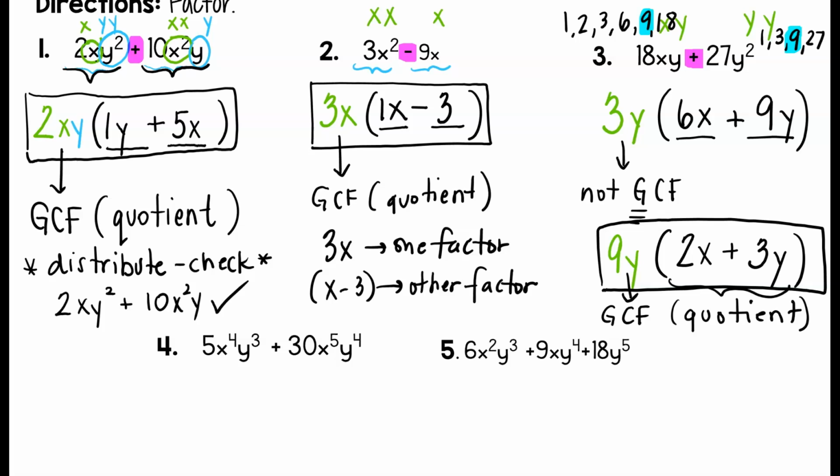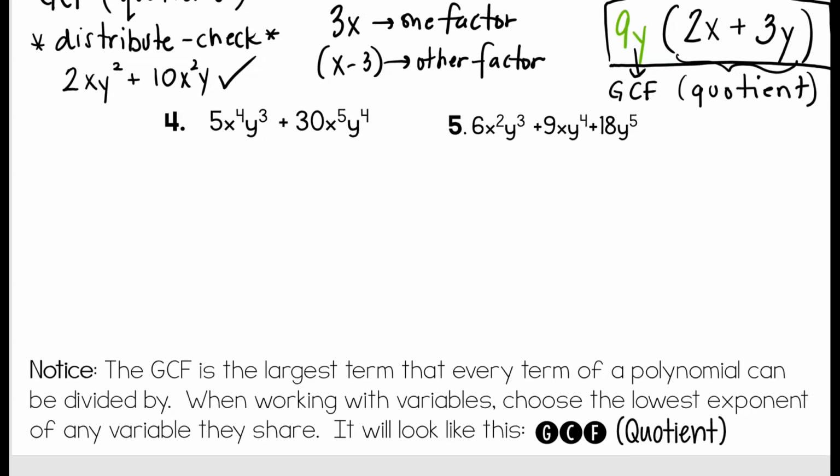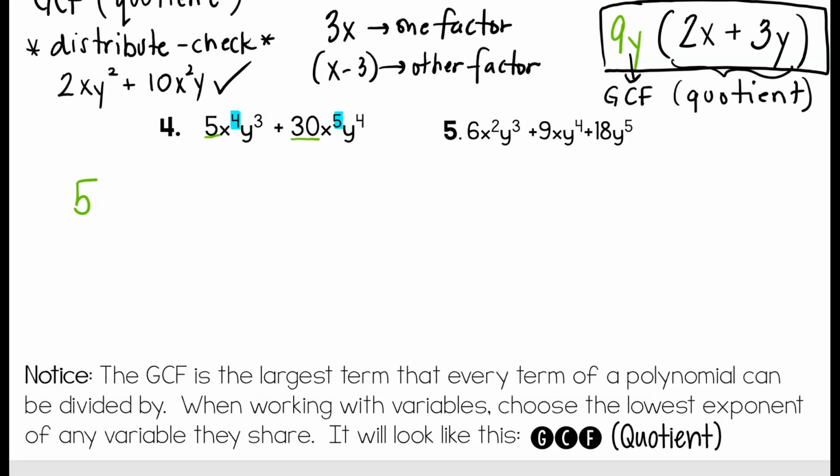2 more with a few more variables. The procedure doesn't stay the same, but it might get a little bit awkward to do in your head. So we're going to use what I discussed earlier. As far as the numbers, when we look at 5 and 30, the biggest number they're divisible by is 5. As far as letters, let's look at the exponents. The exponent of x there is 4. The exponent of x here is 5.